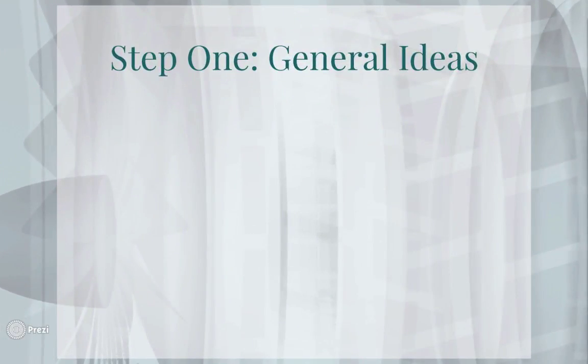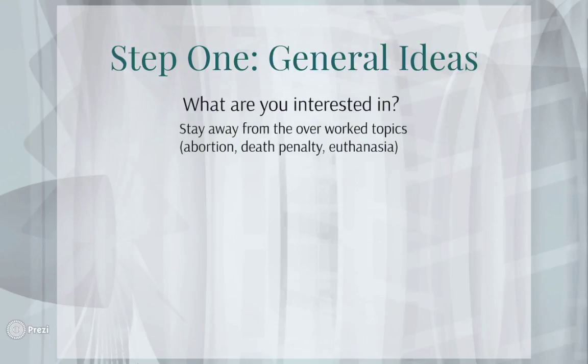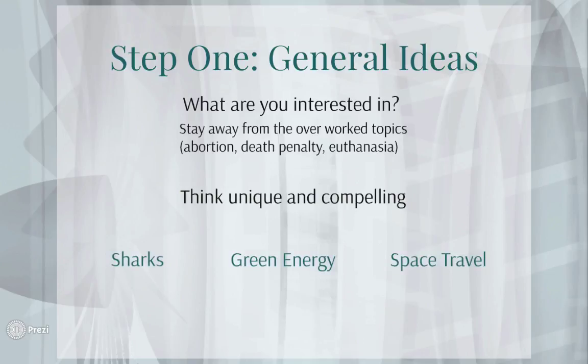Developing a topic, Step 1. Think of broad areas you might be interested in. Try to stay away from topics that are overly researched or written about, like abortion, the death penalty, and euthanasia. Go for more unique and compelling topics. We will be using these examples in this video.